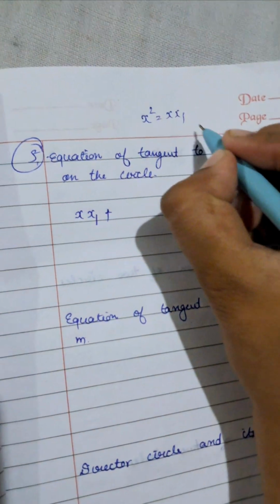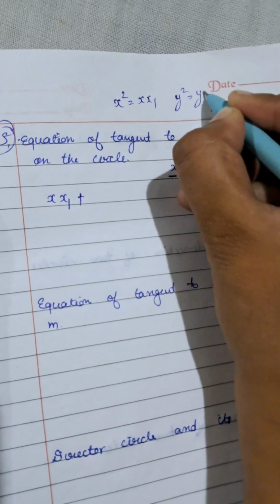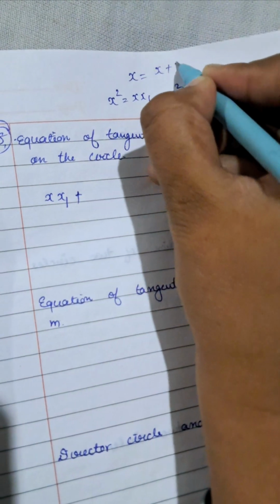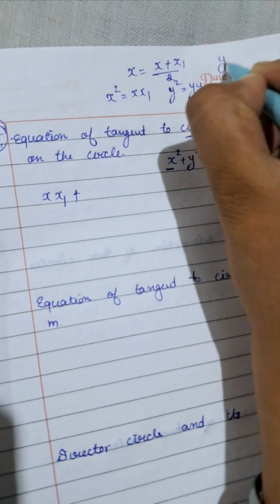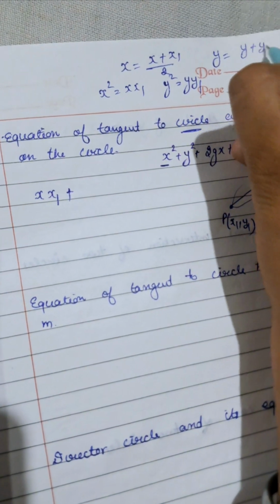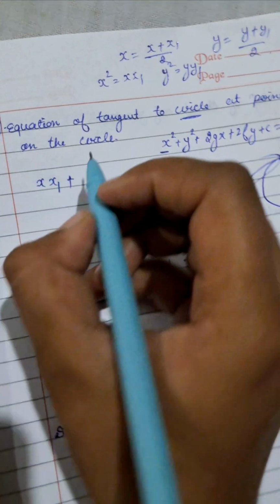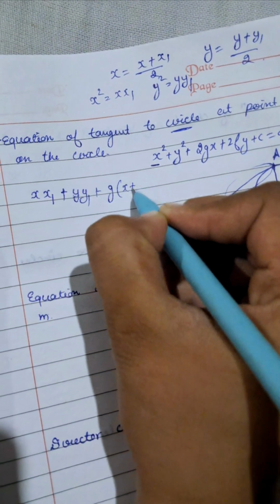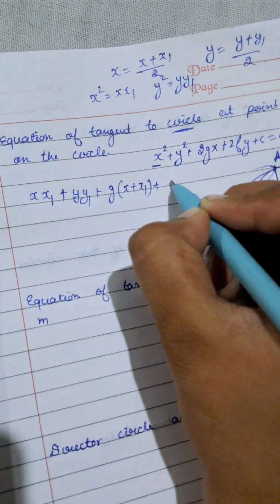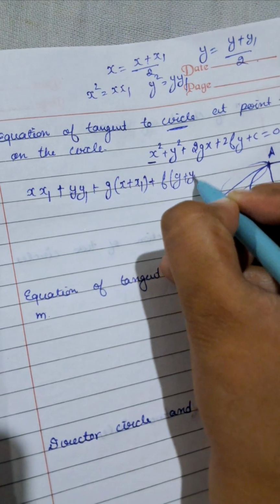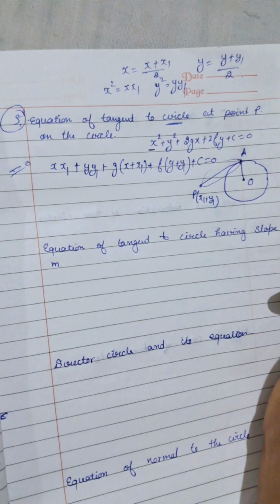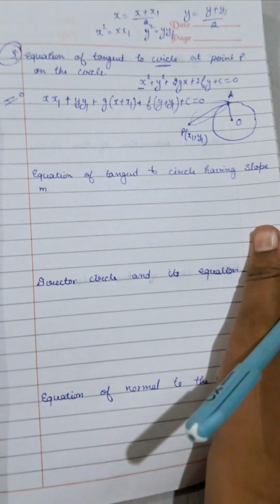In y square we replace with y1, and in place of x we put x plus x1 by 2, and in place of y we use y plus y1 by 2. So the equation becomes x x1 plus y y1 plus g (x plus x1) plus f (y plus y1) plus c is equal to 0. This is the required equation of tangent.